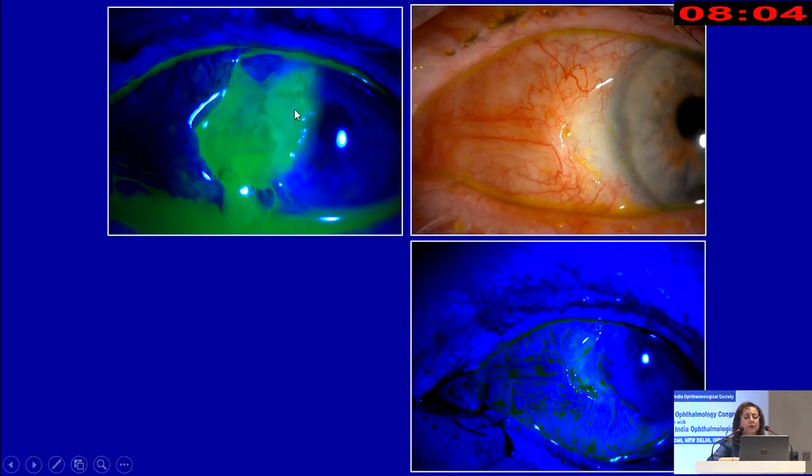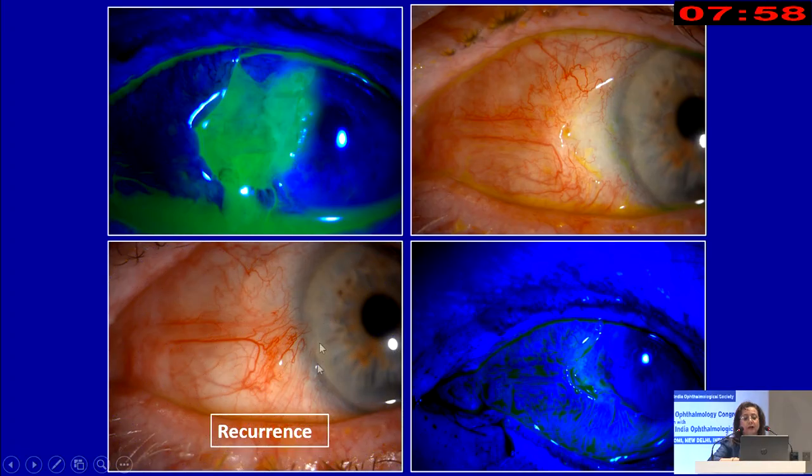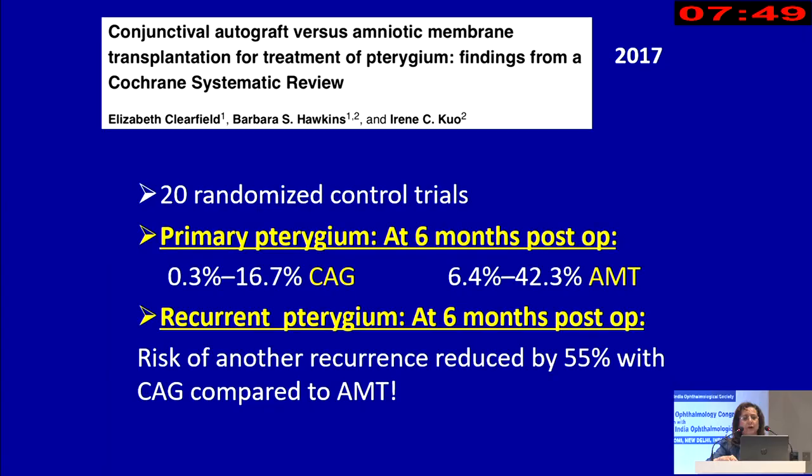This is an example of a patient in whom we used the amniotic membrane because the conjunctiva was stuck down after recurrence, but we had recurrence just a few weeks after, very soon. So that's why amniotic membrane on its own can be associated with recurrence.